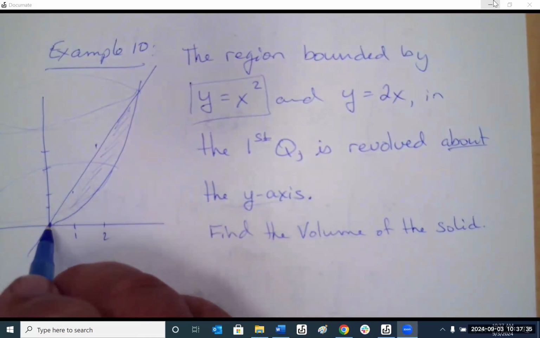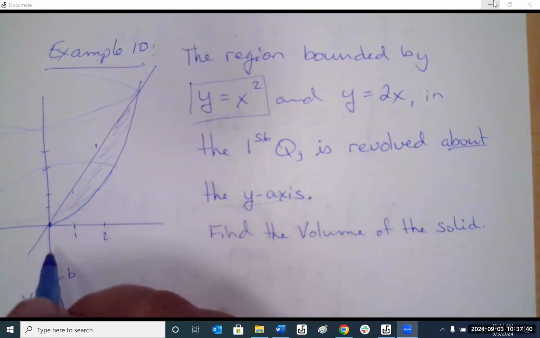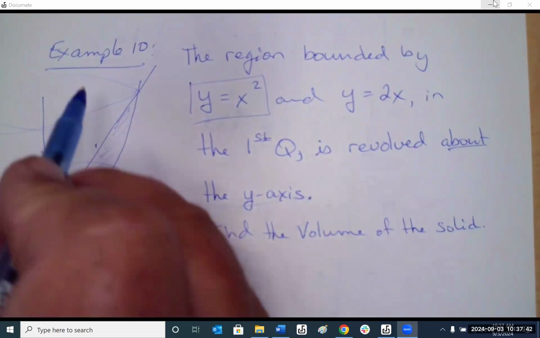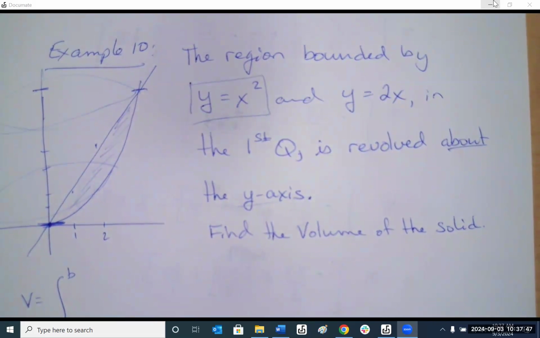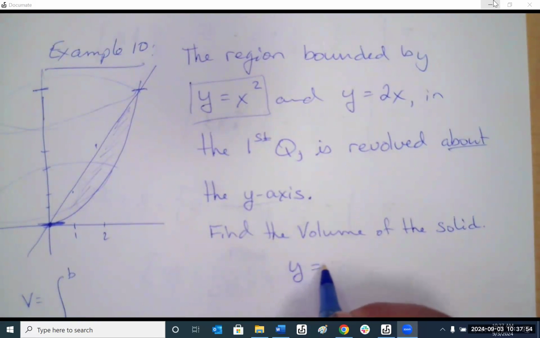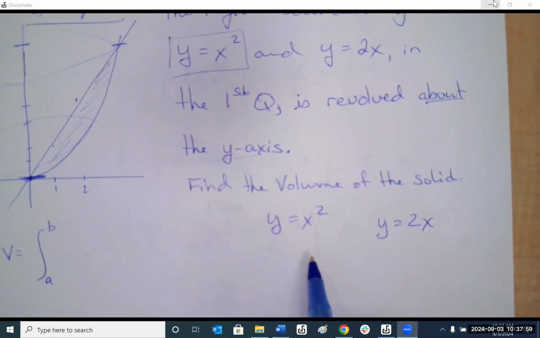Well, our bounds of integration, we can't do anything yet because our bounds of integration will be where the two lines intersect. We have y equals x squared and y equals 2x. But that's if it's rotating around the x-axis. We have to solve for x. We need a function with respect to y, because we're rotating about the y-axis.